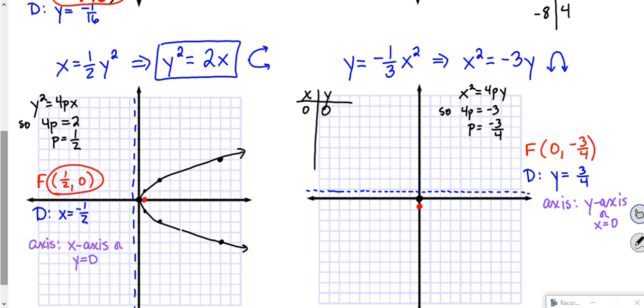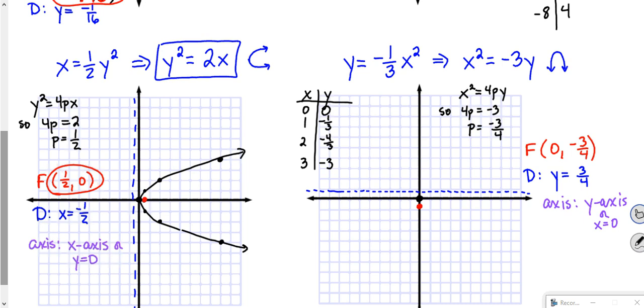Obviously 0, 0. If I put in a 1 for x, I'm going to get a negative 1/3 for y. If I put in a 2 for x, I'm going to get a negative 4/3 for y. If I put in a 3 for x, I'm going to get a negative 3 for y. Okay, does that make sense? Because 3 squared is 9, divided by 3 is 3, but it's negative.